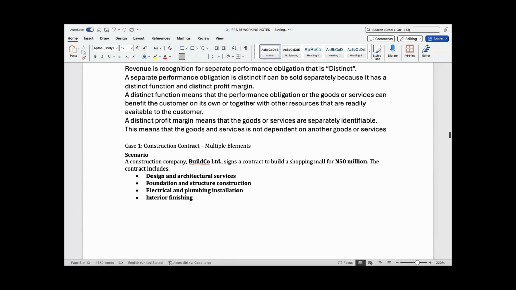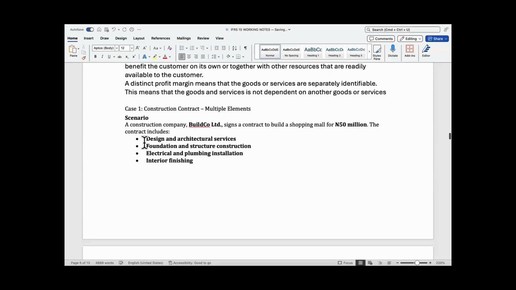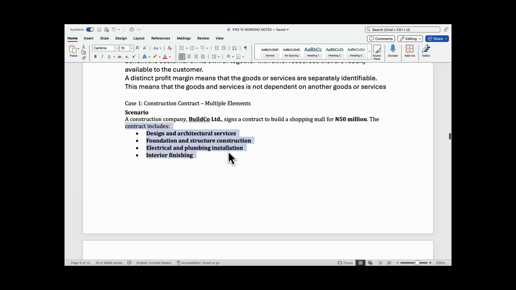Because if you look at these services, you cannot go to foundation and structure without design and architecture. You cannot go to electrical without the foundation and structure. You cannot go to interior without it. So each of them is not distinct. We are going to see all of these services as one service.